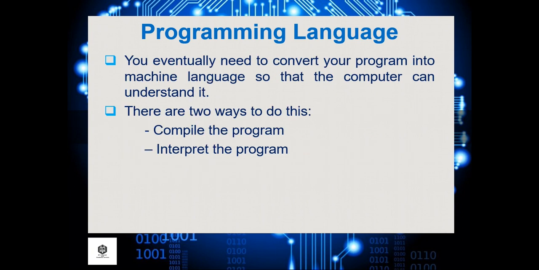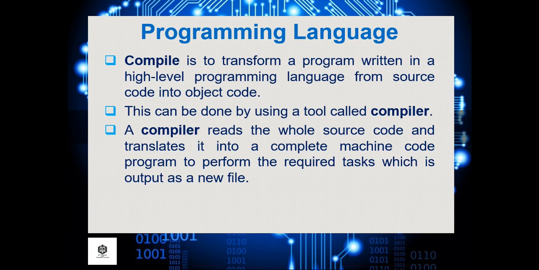Eventually you need to convert your program into machine language so that the computer can understand it. There are two ways to do this. First, compile the program or interpret the program. To compile is to transform a program written in a high-level programming language from source code into object code. This can be done by using a tool called a compiler.